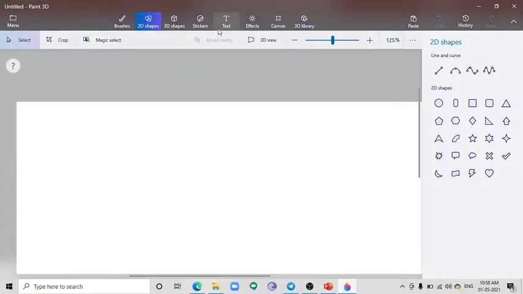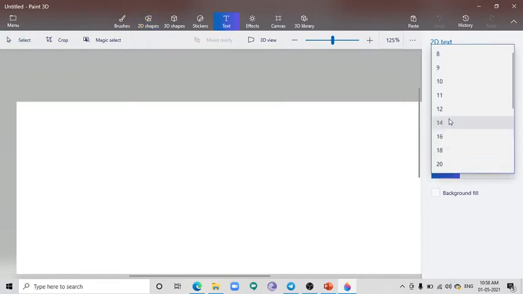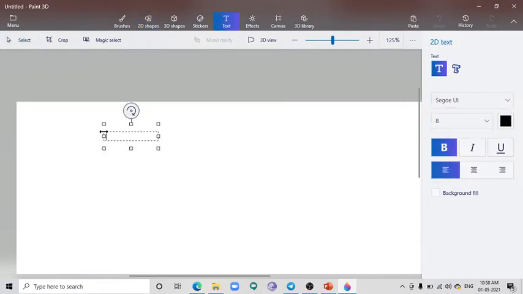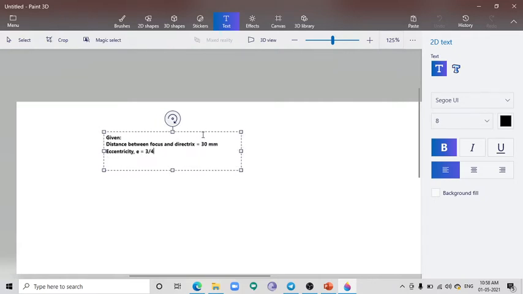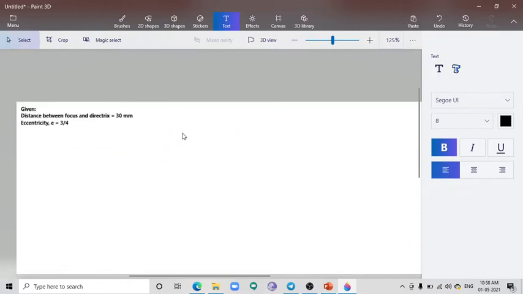First I have to write the given data. So given that distance between focus and directrix is equal to 30 mm and eccentricity E equal to 3/4. So these are the data given in our question. So by using this data, we are going to construct an ellipse.